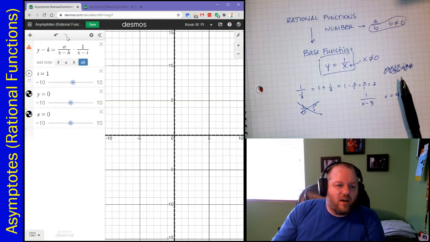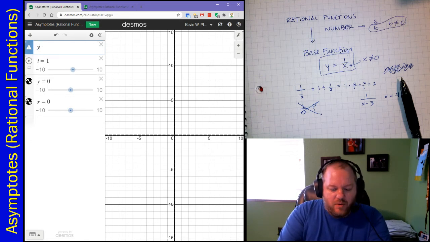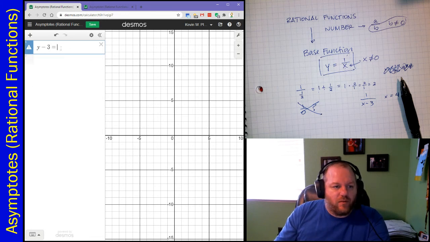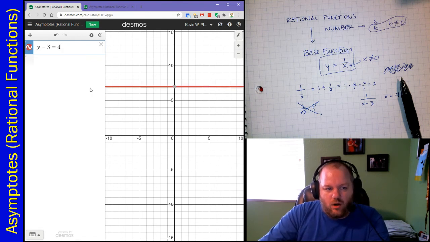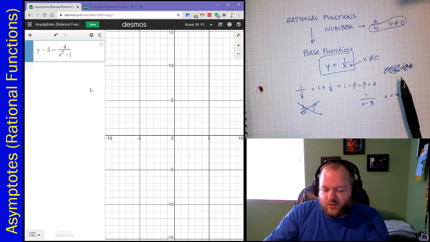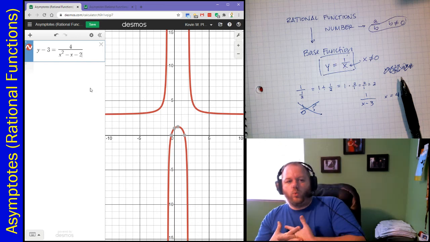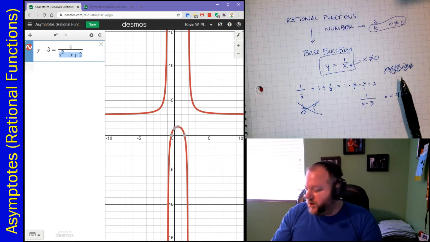So now how does that help you for this one? Let's say y minus 3 equals, let me get rid of these, y minus 3 equals 3, or make it 4, over x squared minus x minus 2. Ooh, how did we get that? So the catch is this is quadratic, but it's factorable. It has two real number solutions.